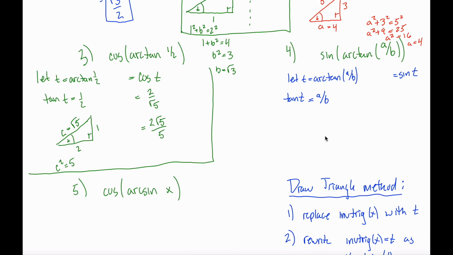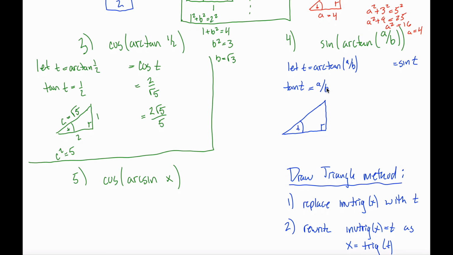If the tangent of t is equal to a over b, I suppose I could draw a triangle. I'd throw the t down here, I'd make this a right triangle, and I'd say that the length opposite this angle divided by the length adjacent to this angle, that's the TOA of SOHCAHTOA, is in the ratio a over b.